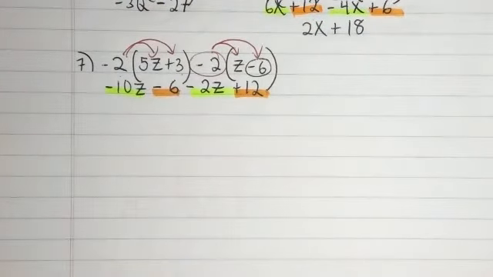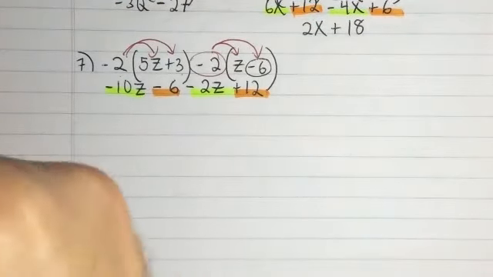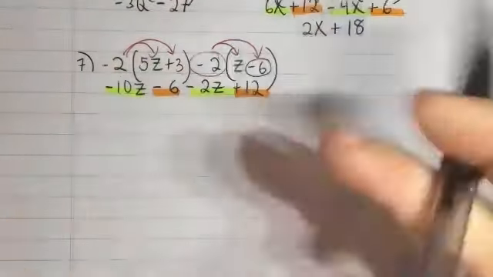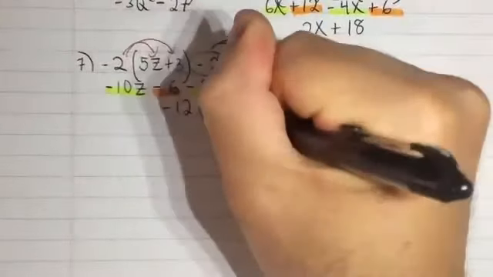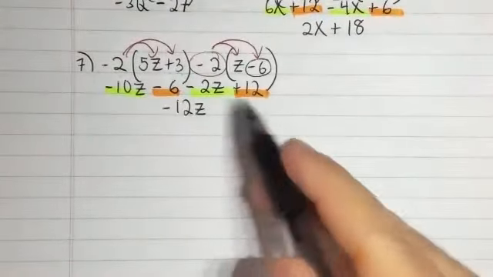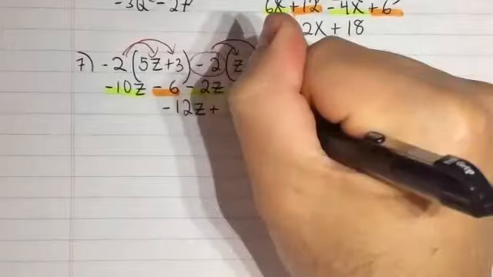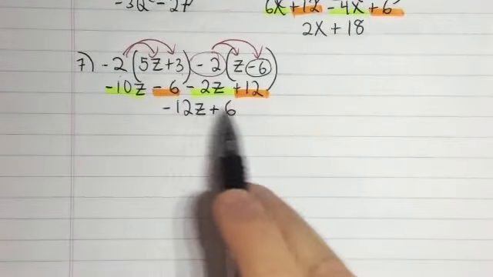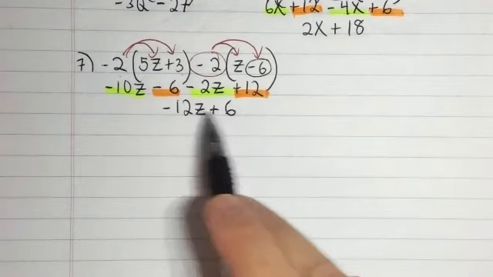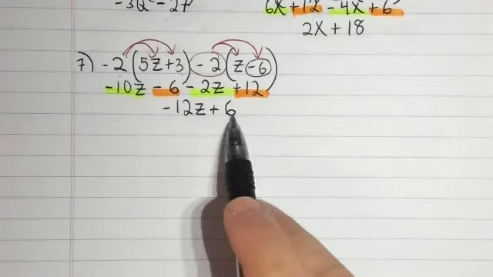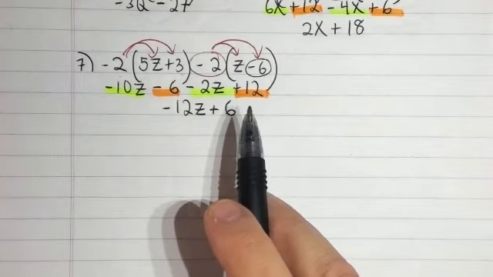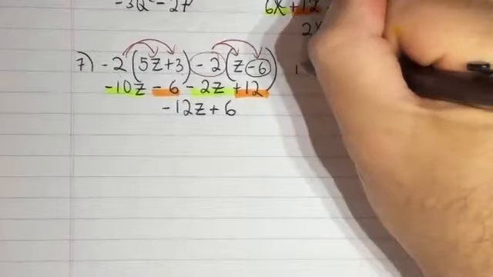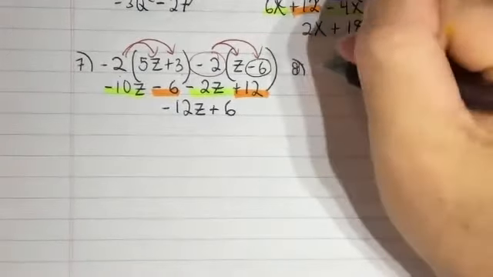Again, I have constants that are like terms that I can combine, and I have variables. We both have z's, I can combine those as well. So negative 10 and a negative 2 would give me a negative 12z. And then a negative 6 plus 12 would give me a positive 6. And again, I cannot combine beyond this point because these are unlike terms once I get here. Before we get into distributing the fractions, I'll give you another example here.